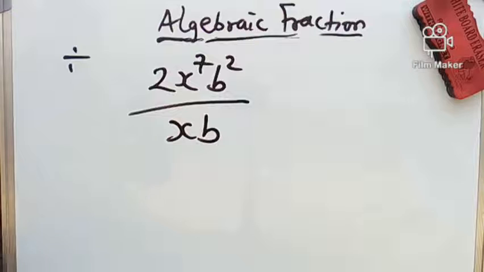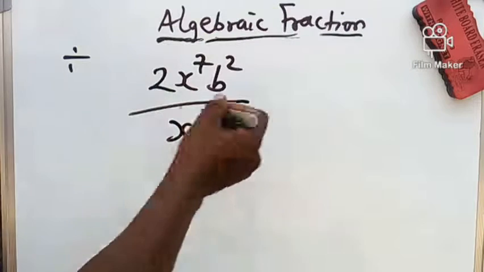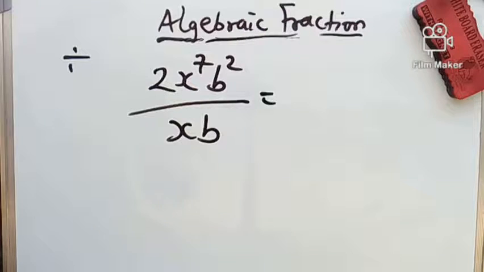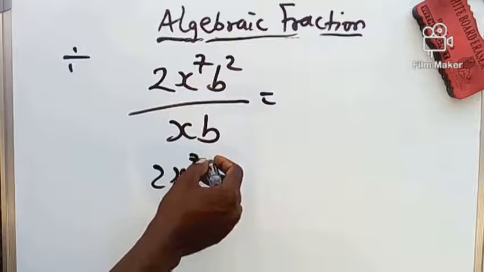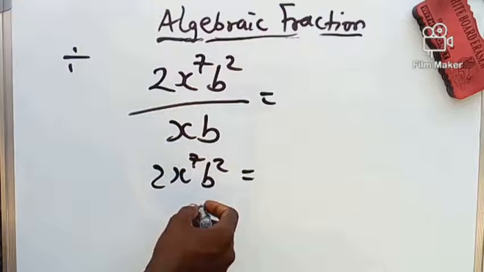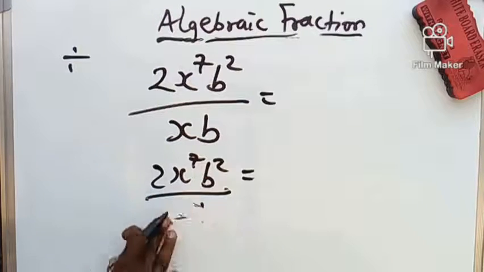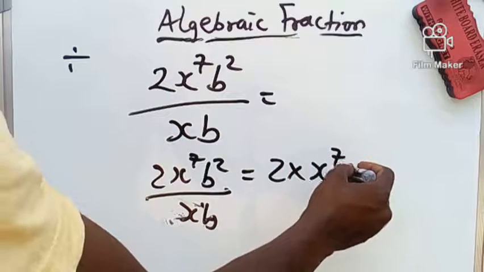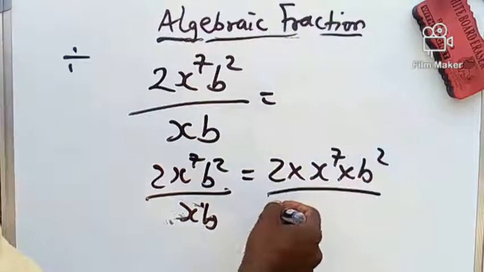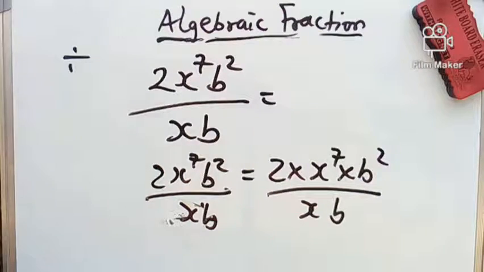Feel free to pause the video and do the operation. Remember, only similar variables can be divided. So in that case, the first step is to reduce the variable to its simplest form, and then you go ahead with the division. So let's break the variables down to their simplest form. 2x to the 7th power b squared divided by xb is the same thing as 2 multiplied by x to the 7th power multiplied by b to the 2nd power divided by xb. So that's what we have there.